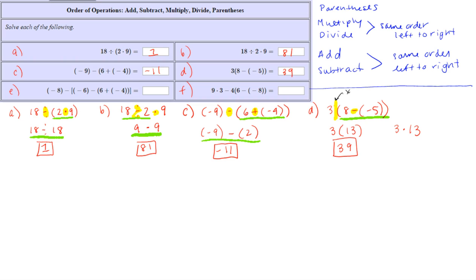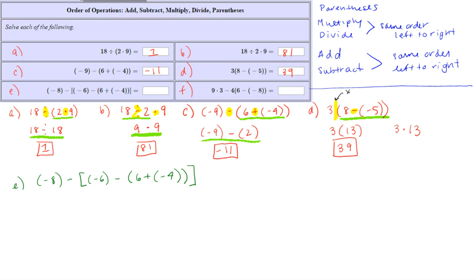Let's look at E. So for E, we have negative 8 minus brackets negative 6 minus parentheses 6 plus negative 4, close parentheses, close brackets. Okay, so this one can give you parentheses poisoning. There's just so many parentheses going on here, and it's really just to group our symbols effectively. So don't panic when you see something like this.